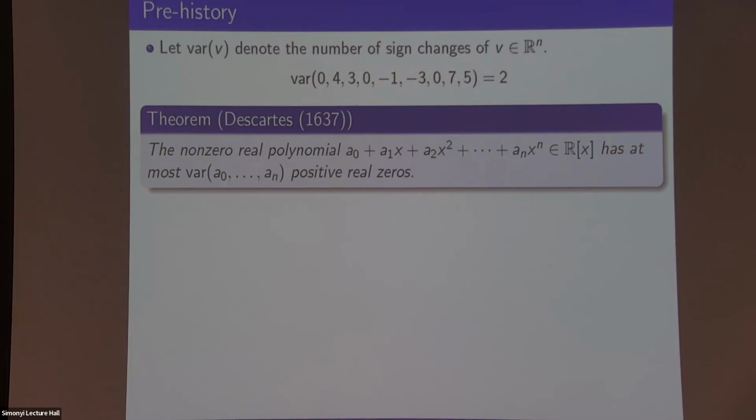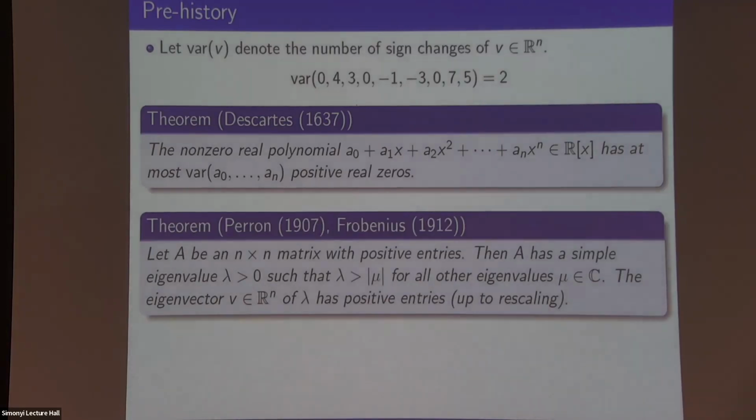Descartes in the 1600s proved this result: if we have a non-zero polynomial with real coefficients, then its number of zeros on the positive real line is bounded by the number of sign changes of its sequence of coefficients. So sign variation, and actually this result will come up later.